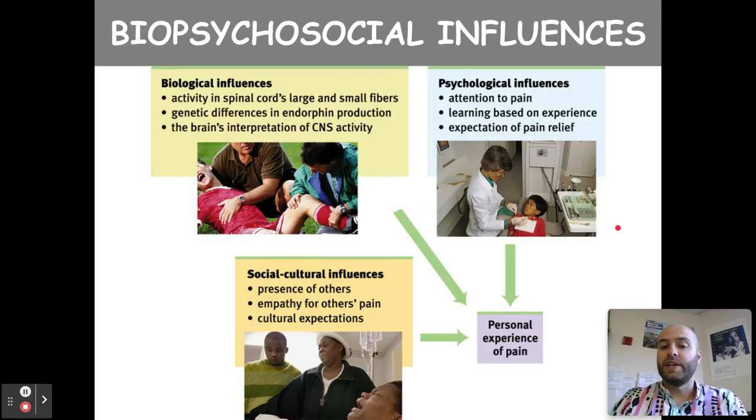Everyone's experience of pain, however, is different. And there's a biopsychosocial explanation for this. The biopsychosocial perspective is the most accepted school of psychology in today's world because it encompasses a lot of the most important pieces. So the biological influences of pain start with activity in our spinal cord, our large and small nerve fibers, and the way they transmit pain to and from the spinal cord and the brain. There are genetic differences in how people produce endorphins, and the brain's interpretation of that central nervous system activity can be different for certain people.